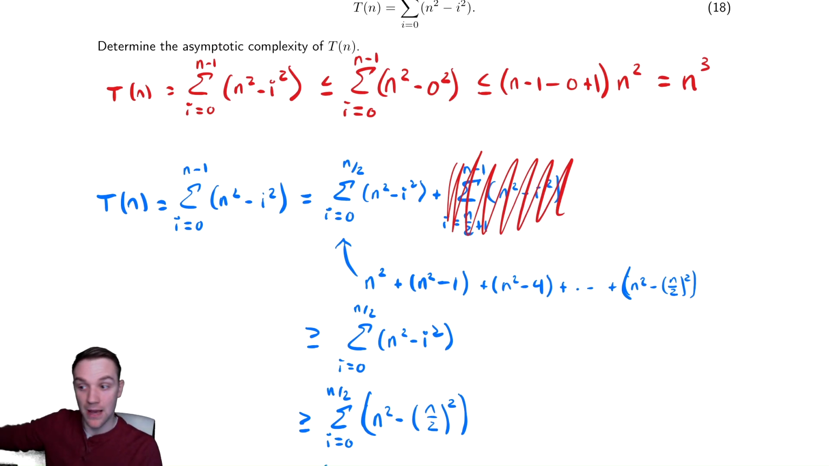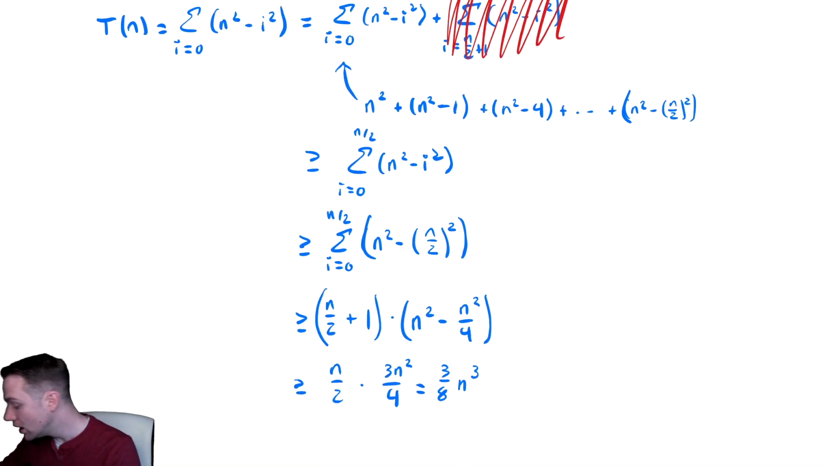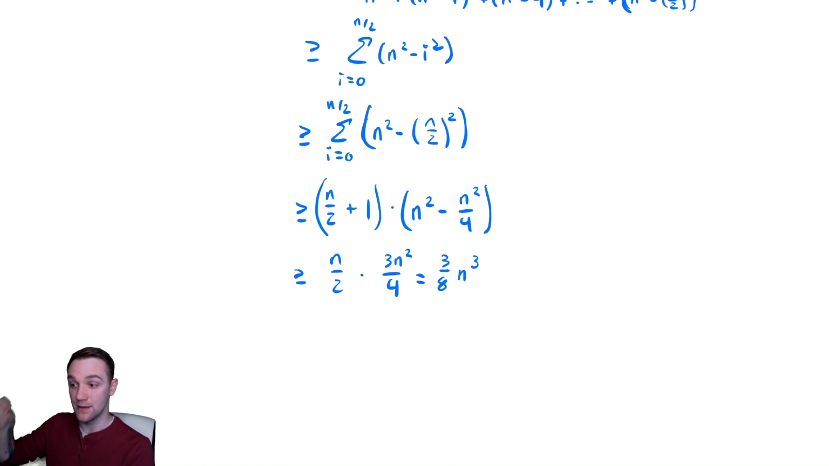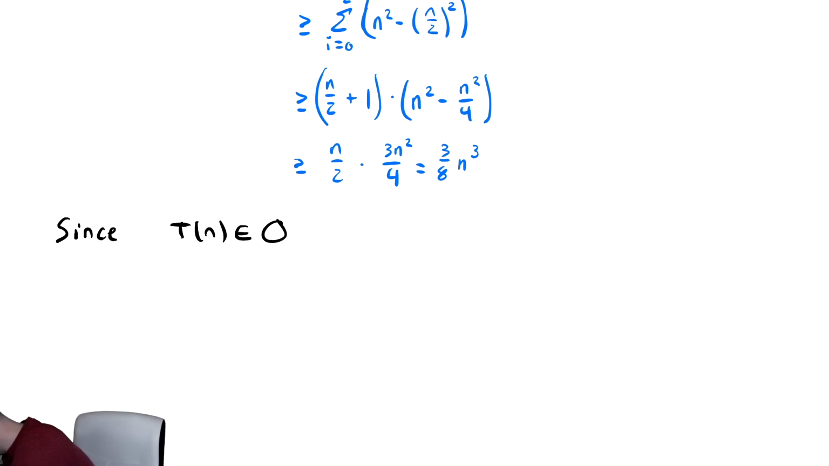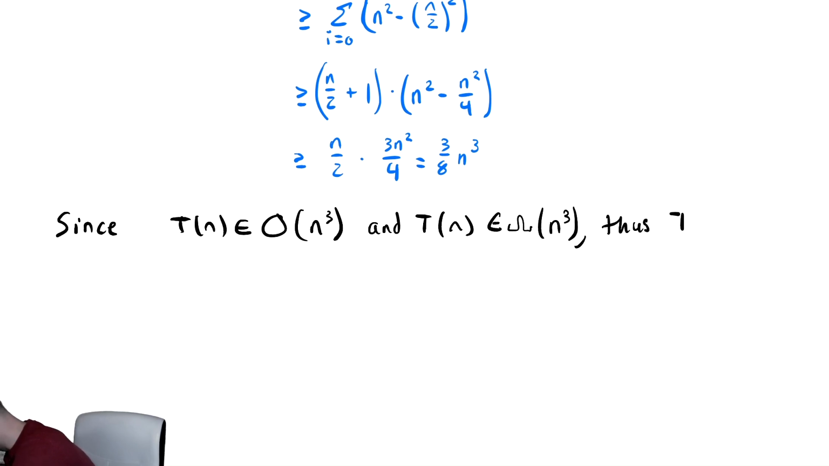Which is all we needed to do since we bounded it above by a number times n cubed. It was in big O of n cubed. We have now bounded it below by a number times n cubed. Therefore, it is in big omega of n cubed. So we can now tell the reader, since T of n, the quantity we started with, is in big O of n cubed, and T of n is in big omega of n cubed, thus T of n must be in theta of n cubed.